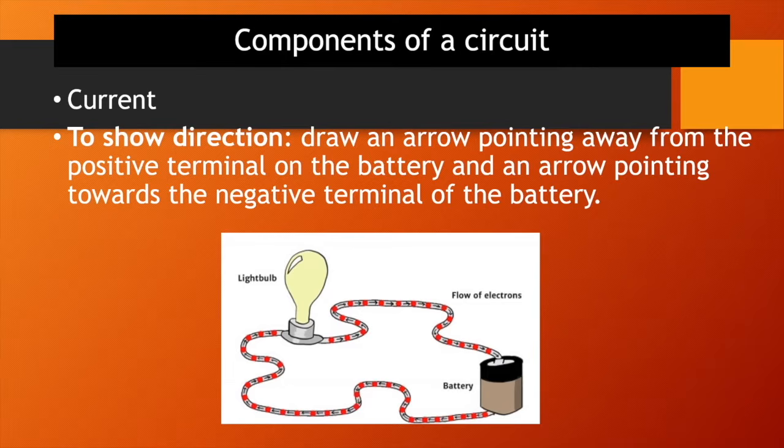With regards to representing current in a circuit diagram, to show the direction, we draw an arrow pointing away from the positive terminal of the battery and an arrow pointing towards the negative terminal of a battery. This will then show the direction in which the current flows, or the flow of the electrons, and this is what we do for conventional current.